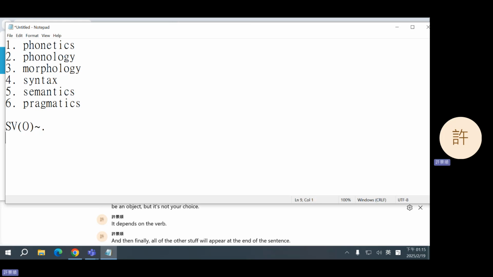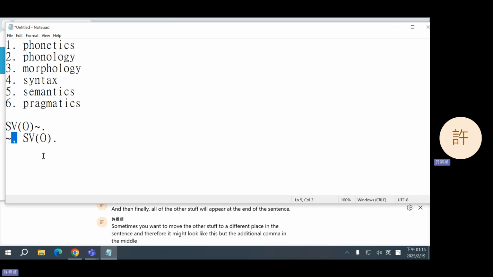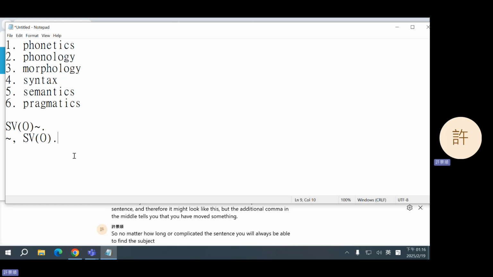Sometimes you want to move the other stuff to a different place in the sentence, and therefore it might look like this. But the additional comma in the middle tells you that you have moved something. So no matter how long or complicated the sentence, you will always be able to find the subject, the verb, and if needed, the object. That's what makes it a complete sentence.